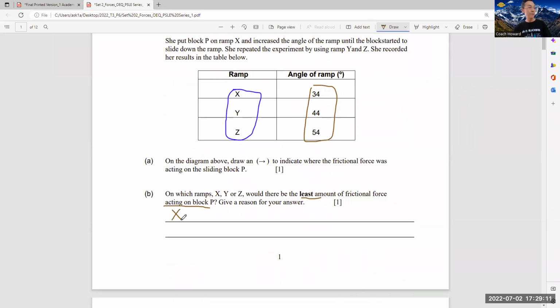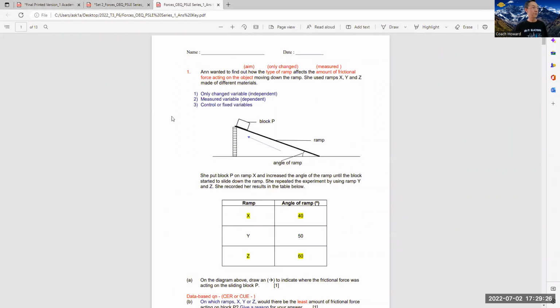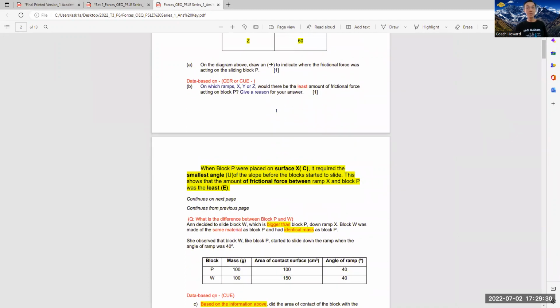Okay, ramp X. So how do you give a reason for your answer? Okay, you try to think about that. I will share with you shortly the answer. Think about that first, and I will screen share the answer with you now. Okay, so the answer, as you can see here, I indicated here.